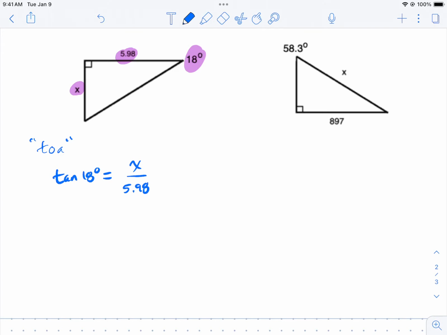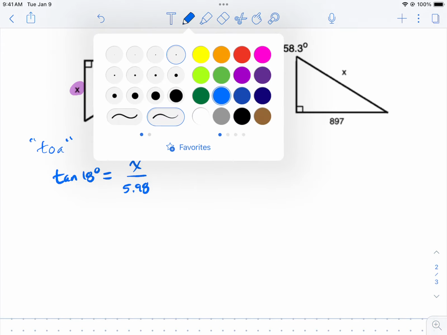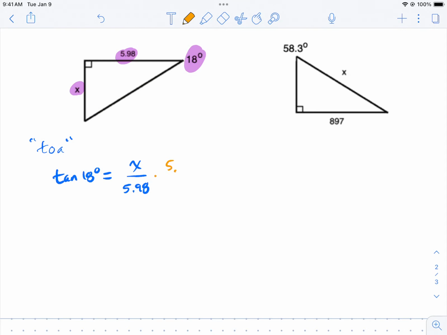Now this is a nice one because all you got to do to solve is multiply both sides by the 5.98. That's a multiply. Put it over 1 if it looks better to you. It looks better to me. So 5.98 times the tangent of 18. Where did I put my calculator? Here it is. 5.98 times the tangent of 18 degrees is, and I'm getting a 1.943019783. That's what my calculator says.